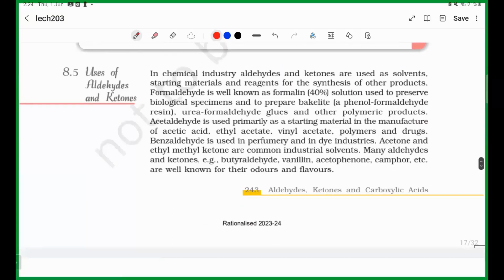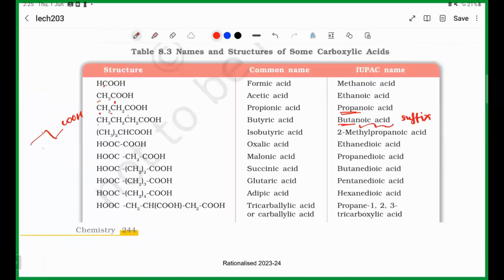This is about carboxylic acids. Carboxylic acids are named depending on the number of carbon atoms: 3 carbon atoms gives a propyl derivative, 4 gives a butyl derivative, with the suffix -oic acid. So counting 1, 2, 3, 4 carbon atoms, it will be butanoic acid. So this will be butanoic acid, and this would be 2-methylbutanoic acid.